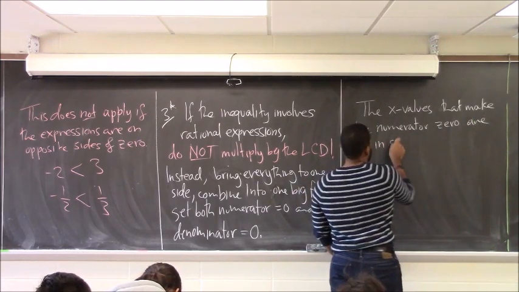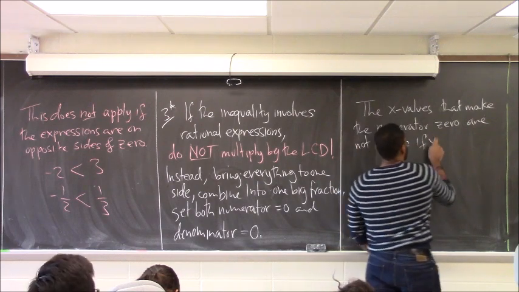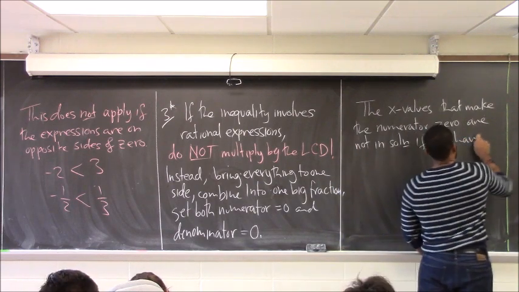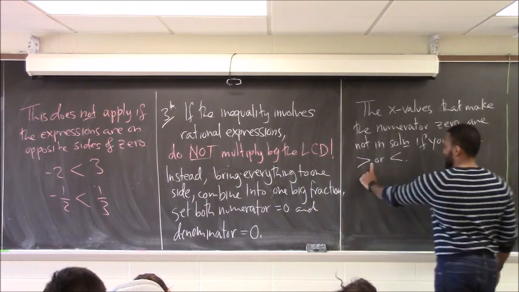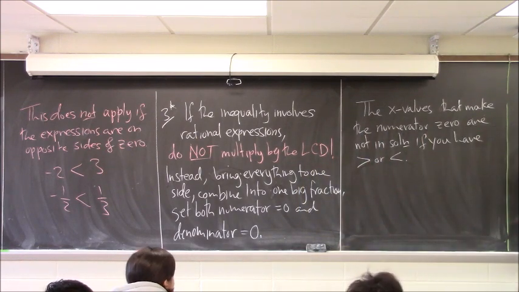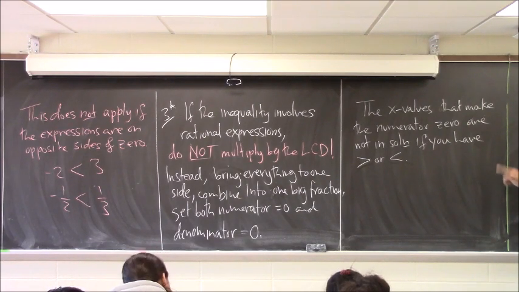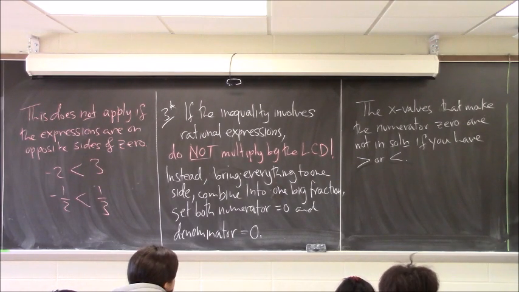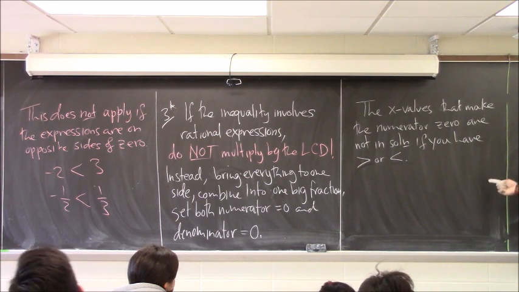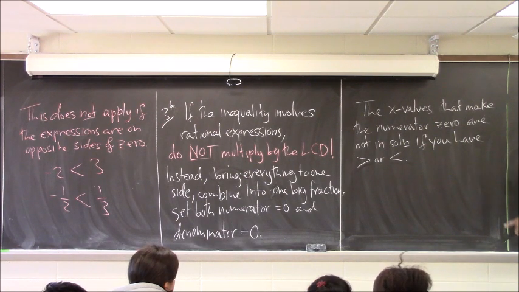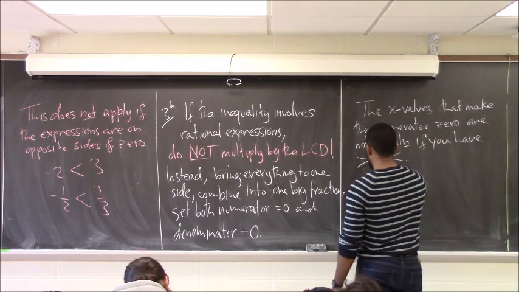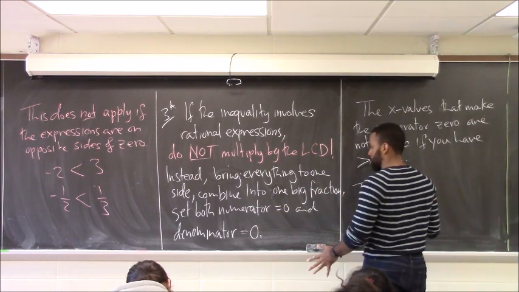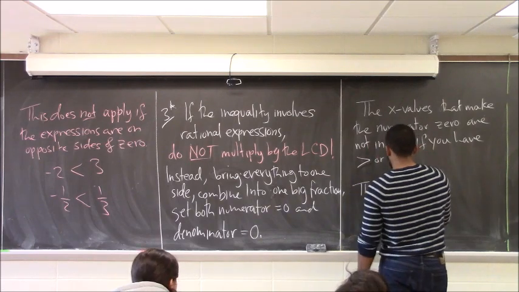are not in the solution if you have greater than or less than. Right? If you have less than or equal to, then those guys that you found by setting the numerator equal to 0 will be a part of the solution, so they should be included in brackets. If you don't have the less than or equal to, you put them in parentheses. The x values that make the denominator 0 are never included in the solution, under no circumstance.